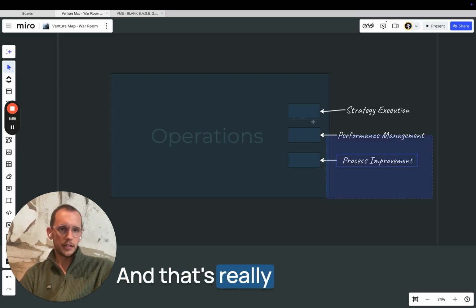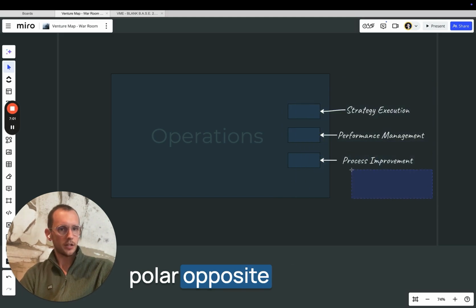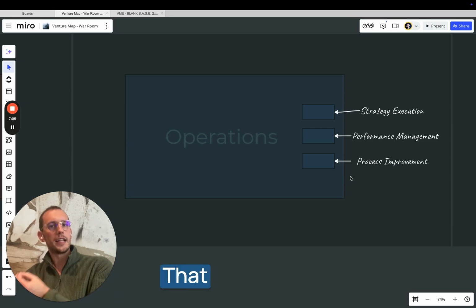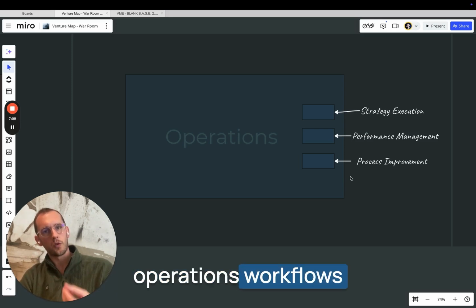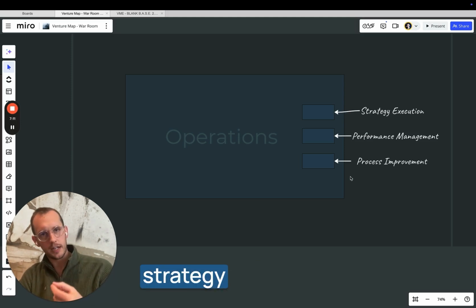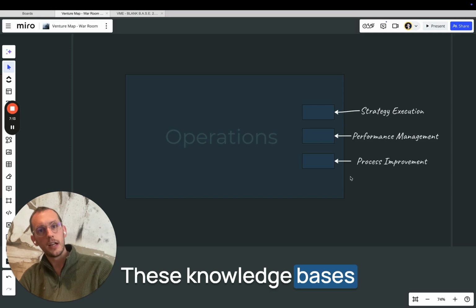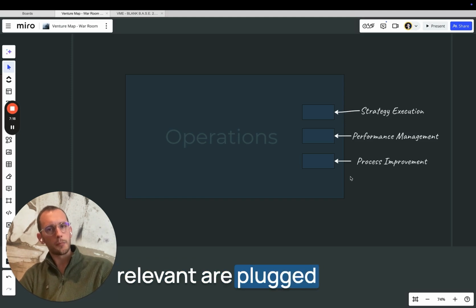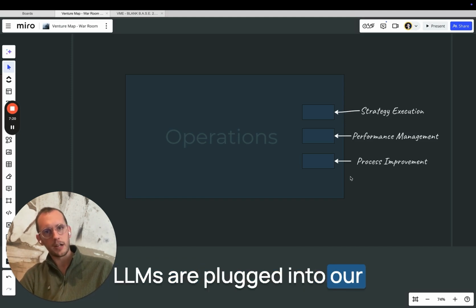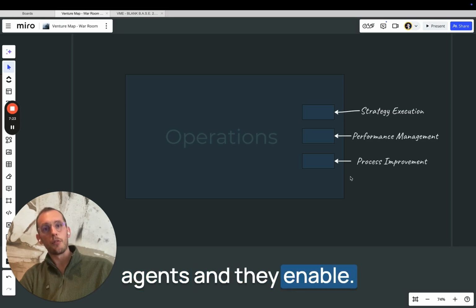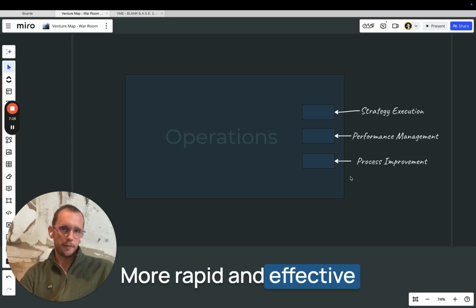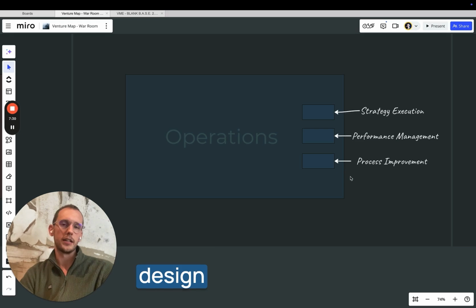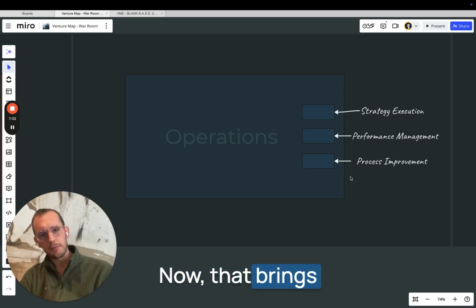And that's really the total polar opposite of what we're trying to do here. We're trying to build knowledge bases that integrate seamlessly into our operations workflows and enable effective strategy execution. These knowledge bases, ideally, when they're high accuracy and very relevant, are plugged into LLMs, they're plugged into our AI agents, and they enable more rapid and effective execution of our strategies, be it through content marketing, funnel design, or otherwise. Now, that brings us into operations.